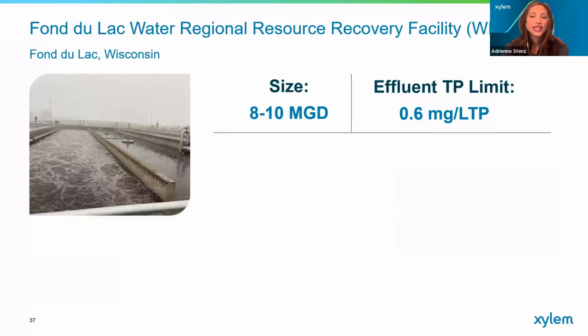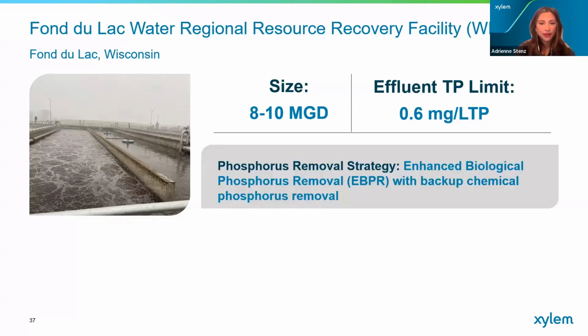Now let's move on to another utility in Wisconsin, Fond du Lac Regional Wastewater Treatment Facility. Fond du Lac Regional Wastewater Treatment Plant and Resource Recovery Facility. Their name is a mouthful. This large utility treats about 8 to 10 mgd and has an effluent phosphorus limit of 0.6. The plant uses both enhanced biological phosphorus removal and chemical phosphorus removal to ensure that they consistently meet their effluent limit.